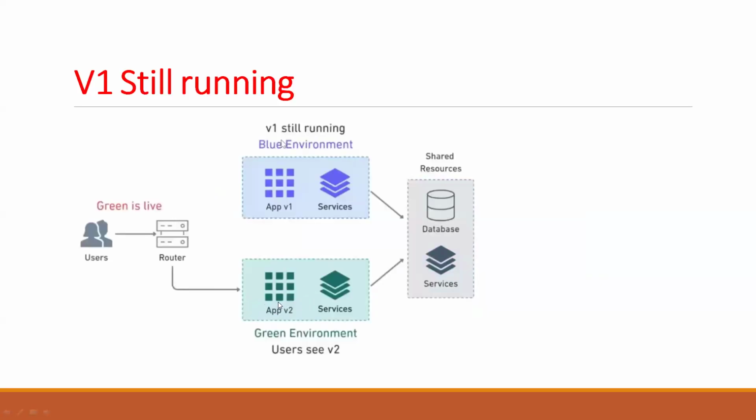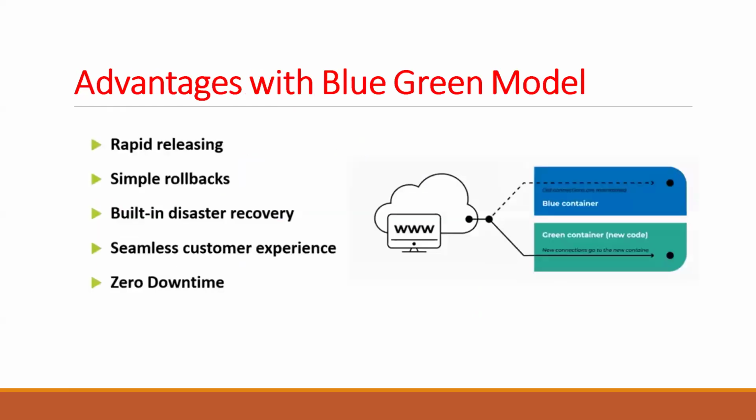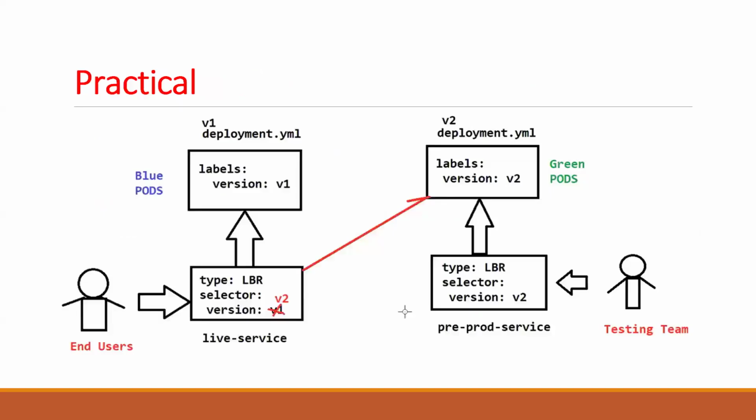Once it is successful, the router will be live on the green environment. They are connecting to the green environment. Now the end users are routed to the green environment. So green environment. Guys, understood? Guys, understood or not? So the practicals, for example, end user.